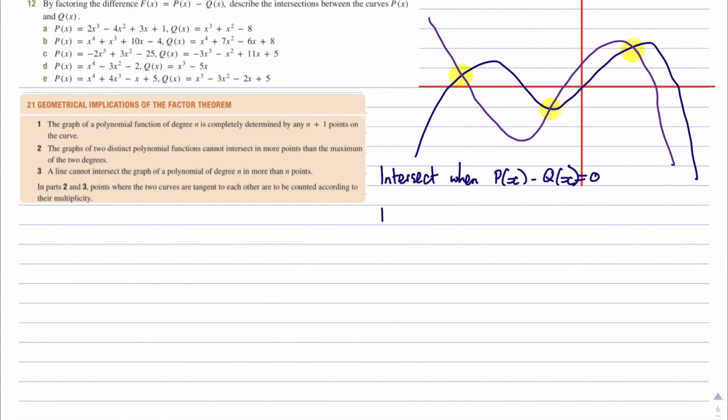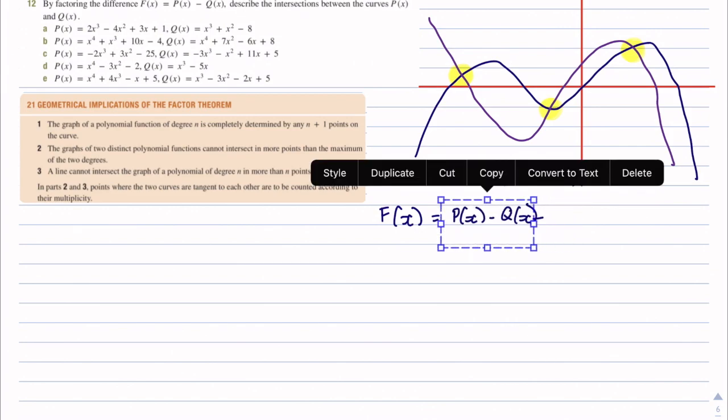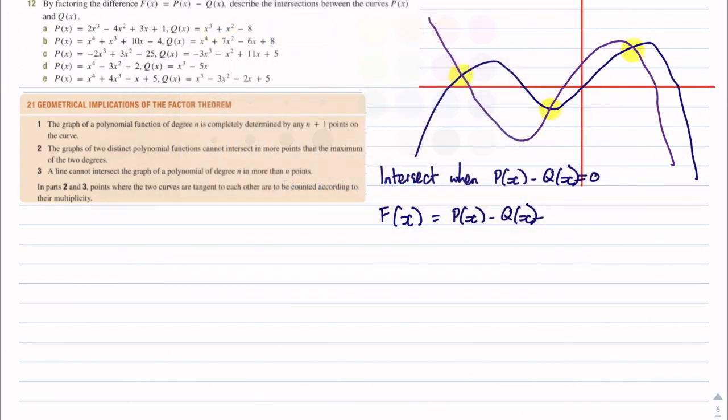So what we do is we find f of x, which we're deciding is this thing, and we're going to find its zeros. We're going to factorize it to find the zeros.